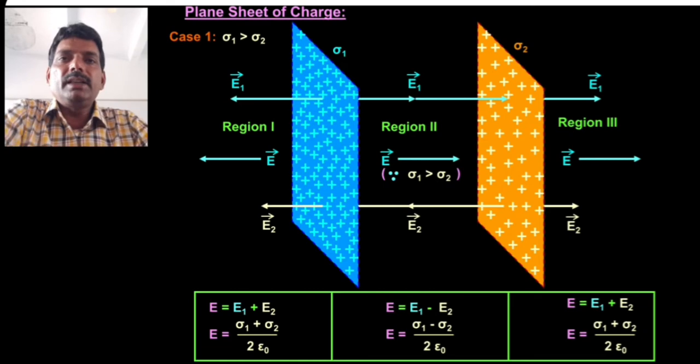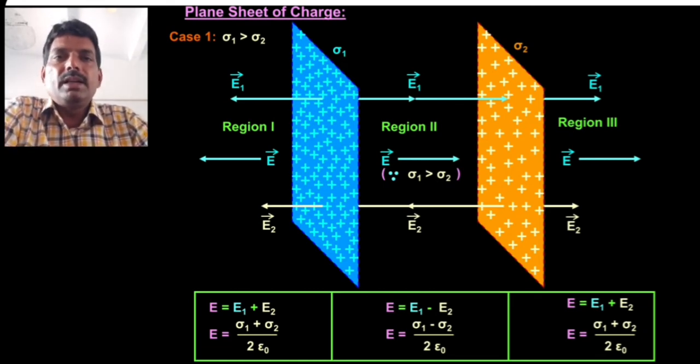So these are the three things for region 1, region 2 and region 3. What will be the resultant electric field in the respective region? Now I will proceed for the next one.